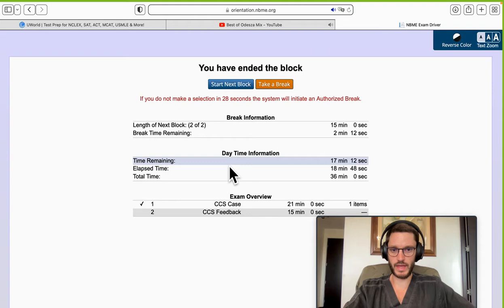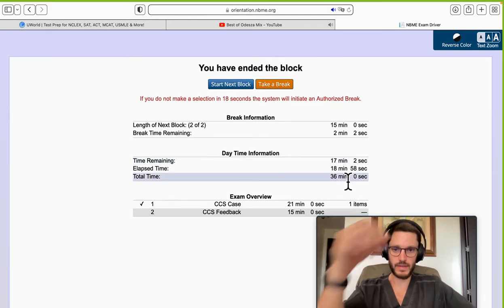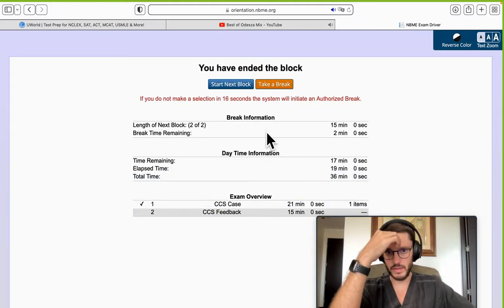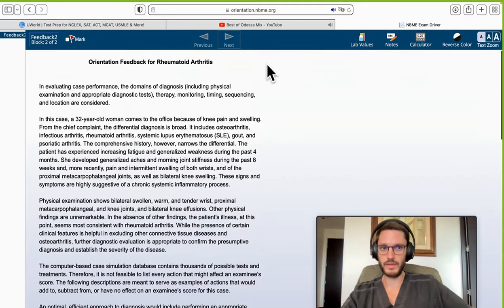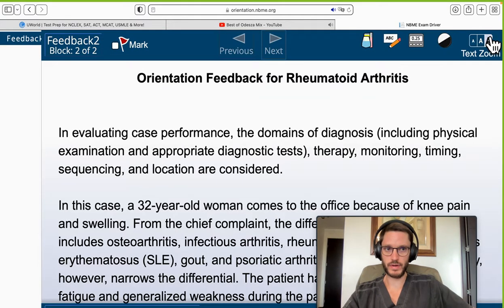And that's it. So now let's go see what's the feedback. Start, take a break. Time remaining, 17 elapsed. I'm not sure how much time I had on this case. So let's go see. Next block is the feedback. Okay, here we have it. So let's see it larger.